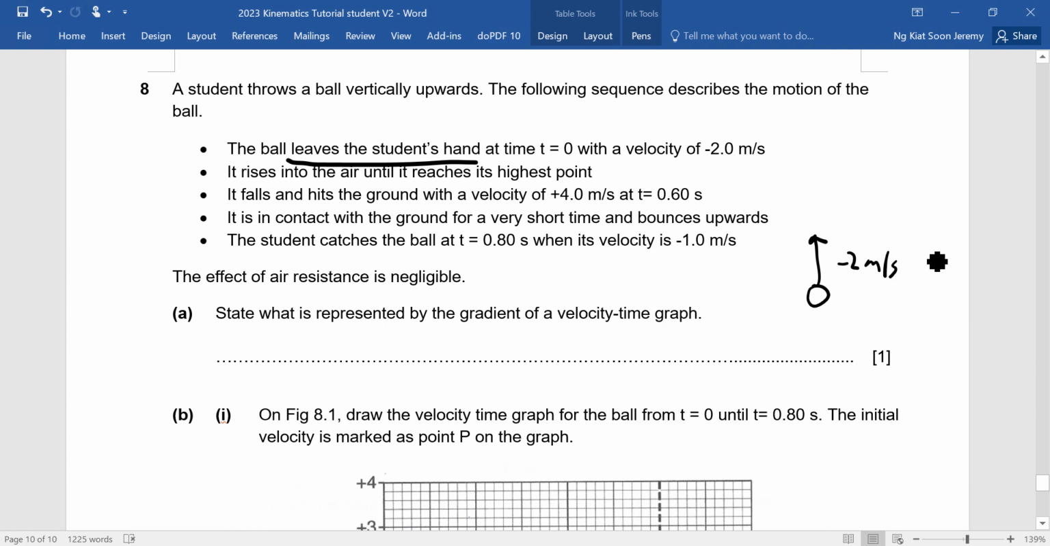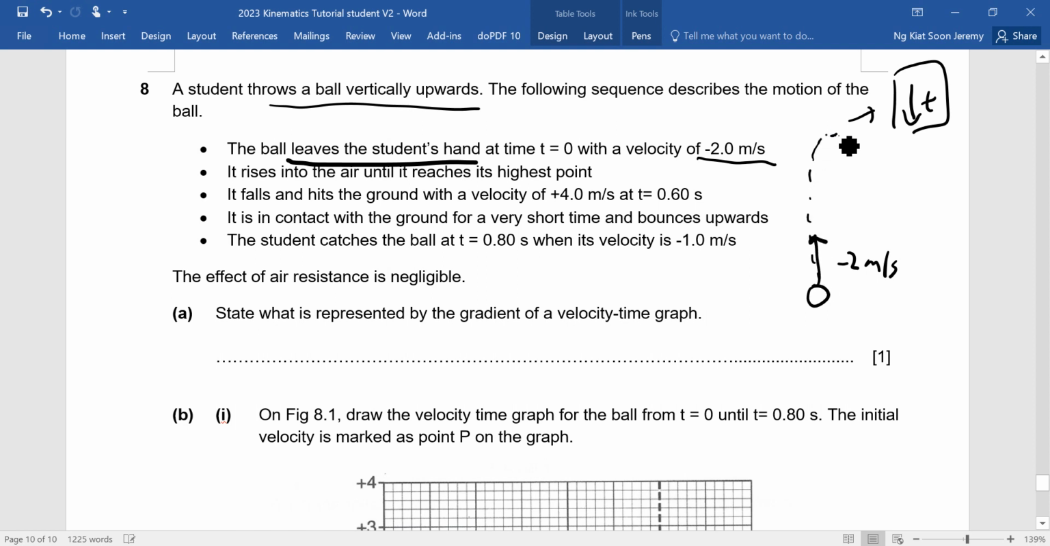So what does this mean? Where's the positive convention? The positive convention must be down positive, because I know the ball is going up, and I assign this upward motion to be -2, which means that the positive convention must be down. Therefore, up is negative. I already know this based off this statement and this statement. Can you see that? The parts are underlined. It rises in the air until it reaches the highest point. So nothing surprising there.